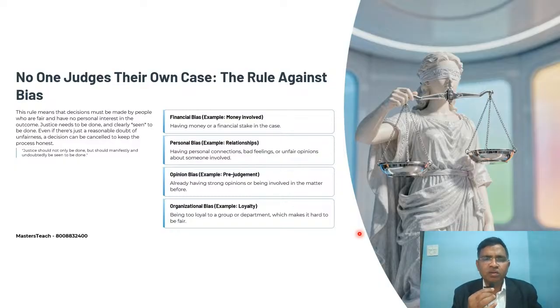Then opinion bias, that means prejudgment. So already having strong opinions or being involved in the matter before. Then organizational bias, that means, for example, being too loyal to a group or department, which makes it hard to be fair. So this is the rule no one judges their own case, the rule against bias.